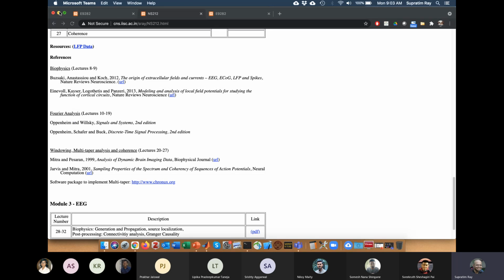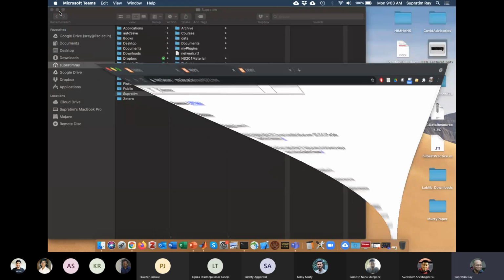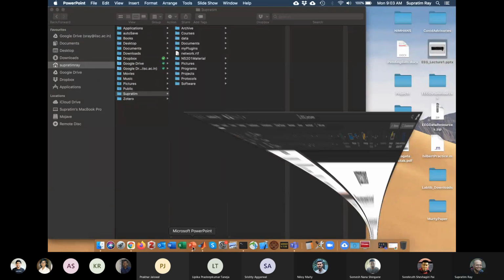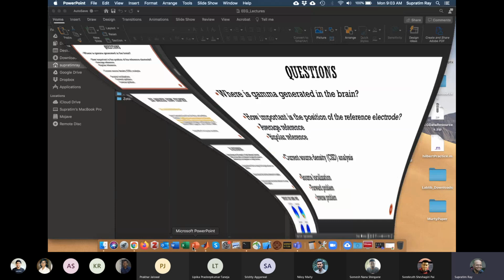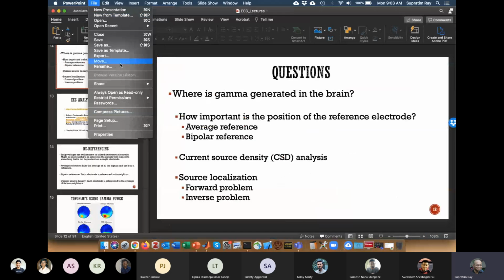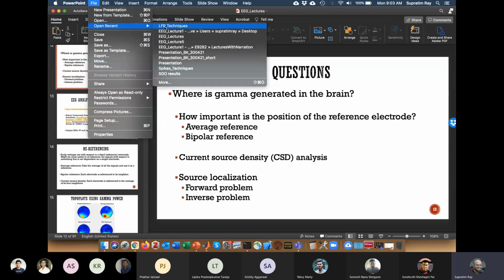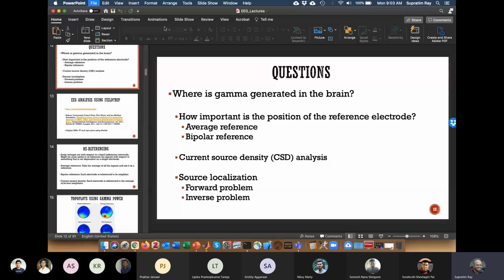So today we'll be finishing our part on LFP analysis, and then we will start with EEG.